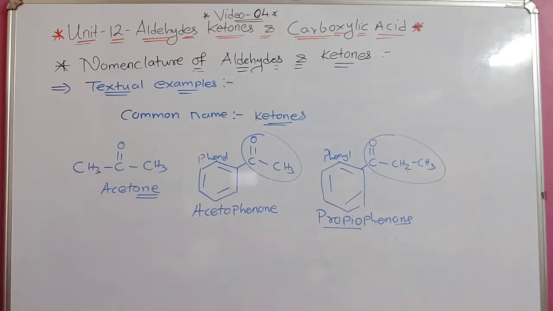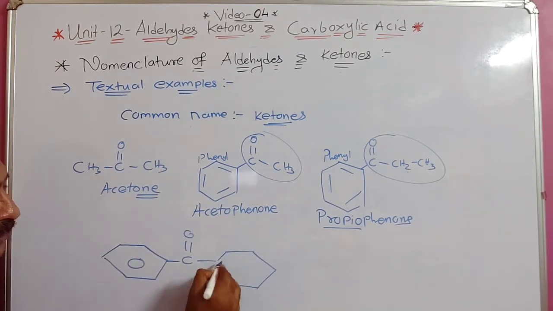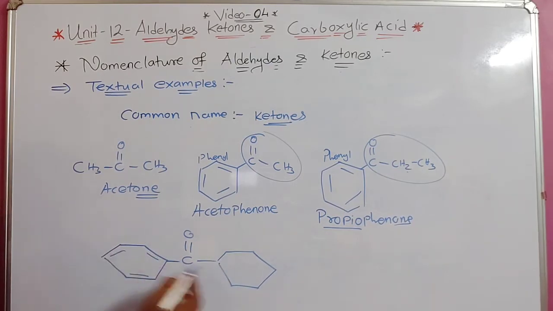Then the next one is given with 2 benzene rings. Now in your book, the 2 benzene rings are written in a different way. Either you can write like this, or like this also you can write. What we say here in this case is benzophenone. What is the word? Benzophenone. Also, you can use the word diphenyl ketone. What is the word? Diphenyl ketone. This also, because these two are the phenyl groups we are discussing.